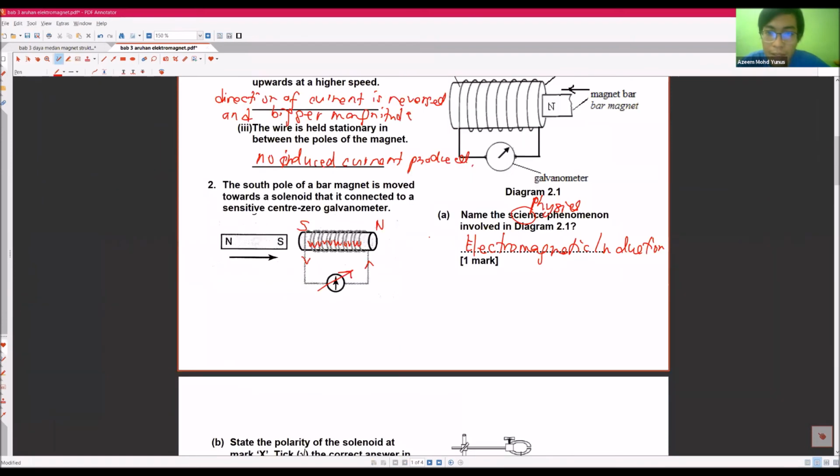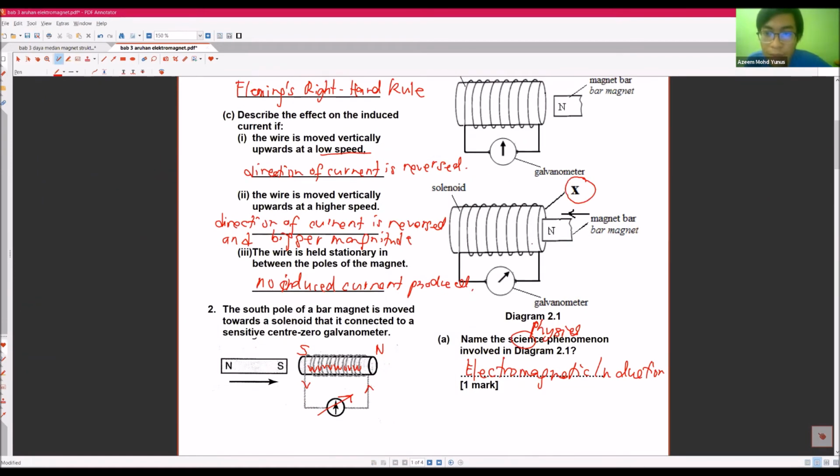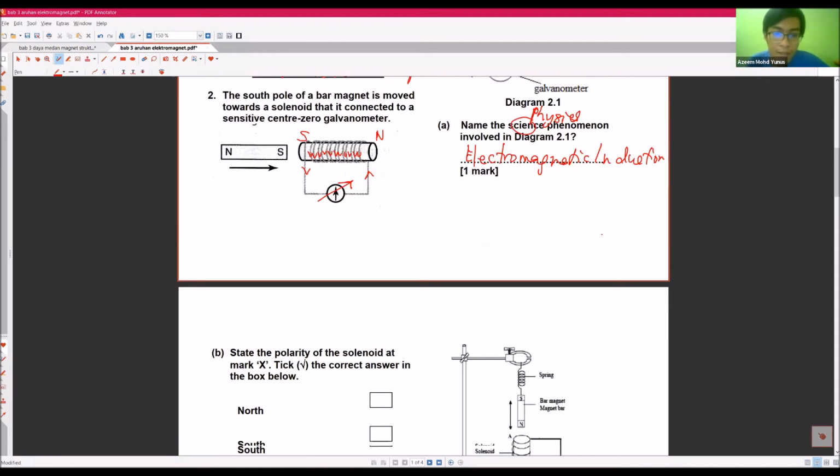So mark X is here. North is approaching, so it must be north as well because of Lenz's law. Approaching is the change that we do, and the solenoid is going to act to oppose it. Pushing it, the solenoid wants the north pole to go away, to repel. So it must be north here, in order to make the north pole move away from the solenoid. So north.